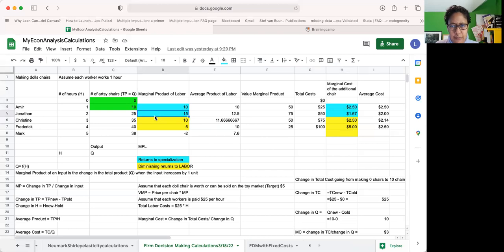So Jonathan adds 15 chairs, more chairs than Amir, but is paid the same amount. So what happens then? You're paying people the same amount, but one person is more productive than the other. The cost per unit of the chairs is going to go down. So you hire more productive people, the cost of what they make goes down. So you see the pattern: the marginal product increases, the reverse happens to marginal cost, it goes down, okay?